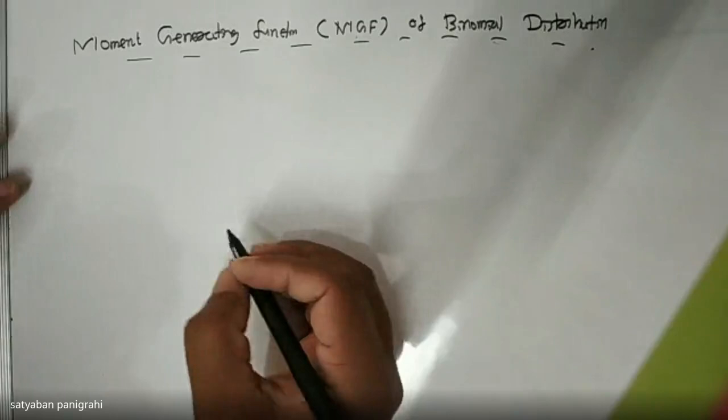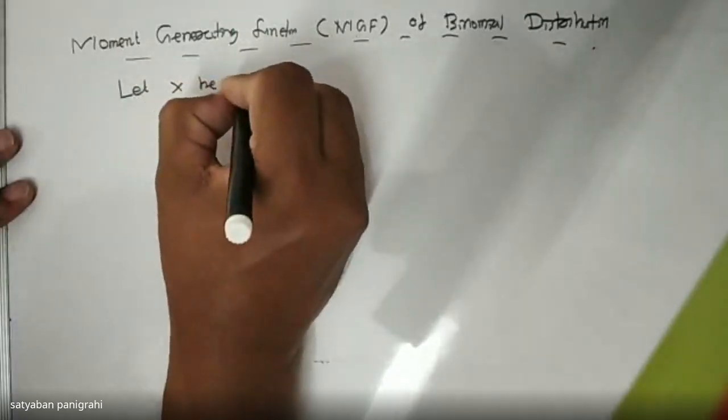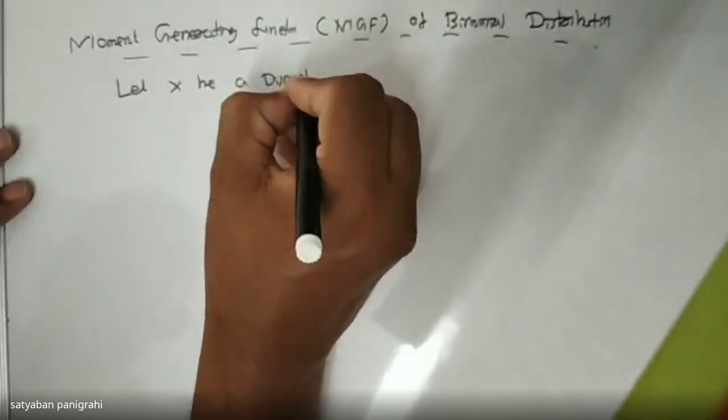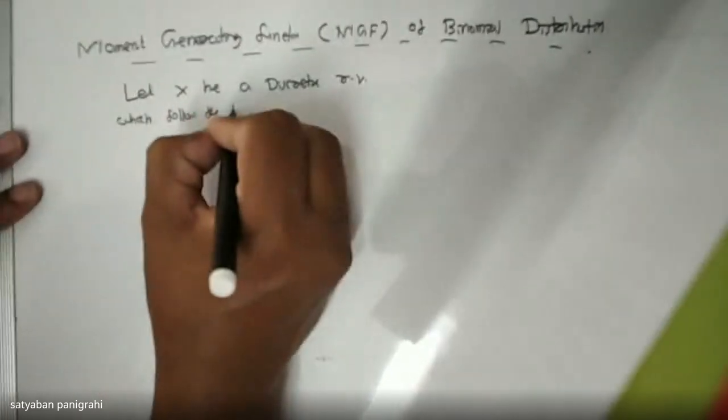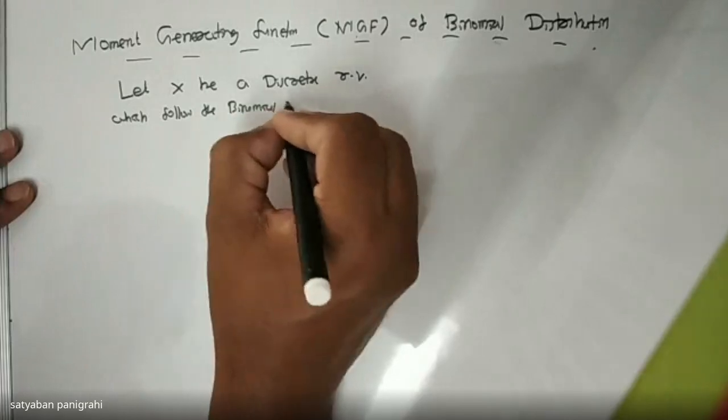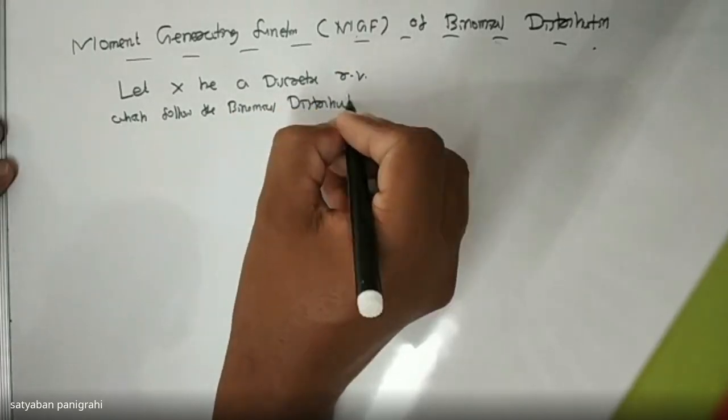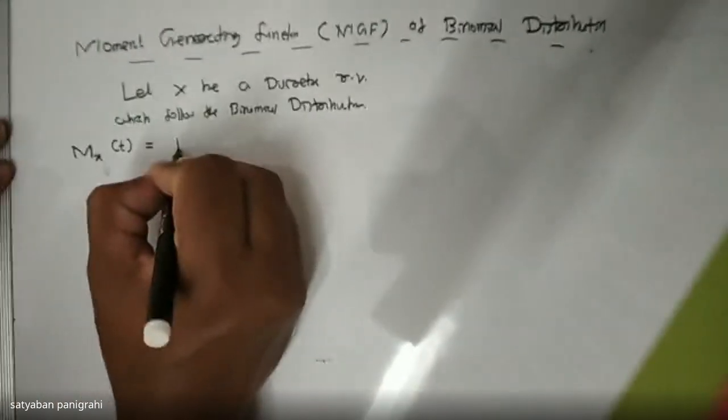What is that? What is moment generating function? Here, look here. Let X be a discrete random variable which follows the binomial distribution. Okay, then we want to write M_X(t). X is where? X is below, as the index. M_X(t) is the expectation value of e to the power tX.